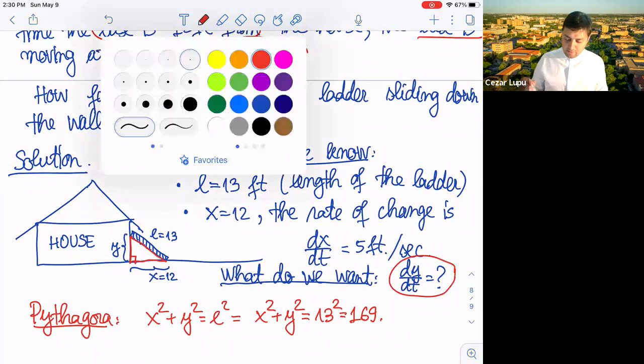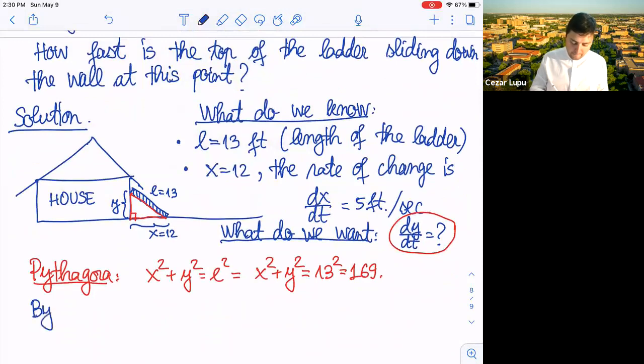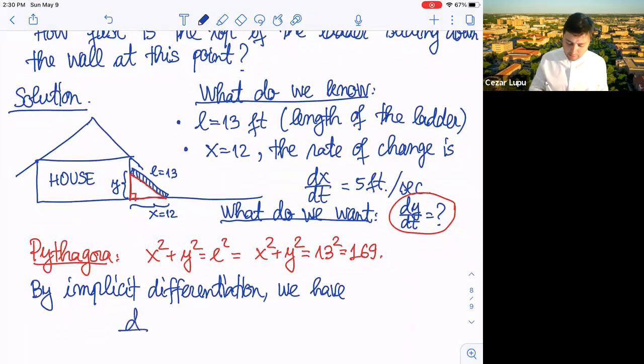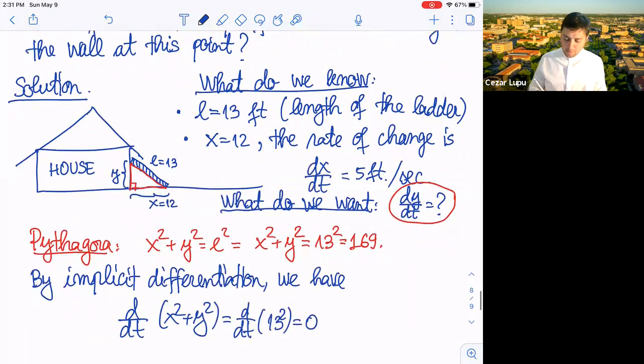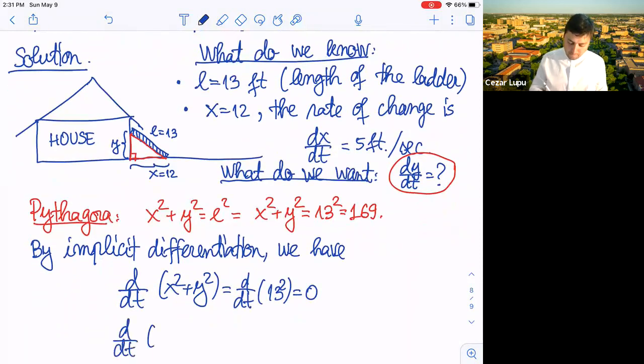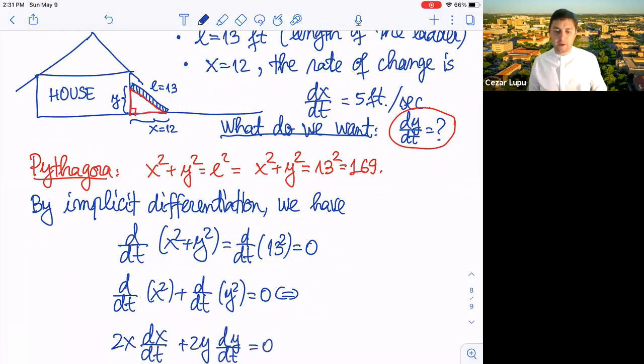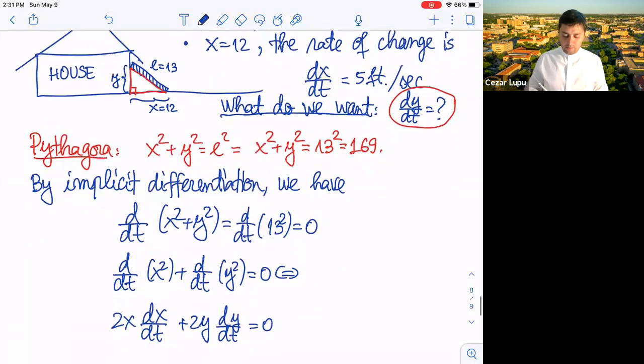So we just use implicit differentiation. By implicit differentiation, we have the following. This will be 2x dx over dt plus 2y dy over dt equals 0, right? All right, so that's what we have. So we have this equation here.